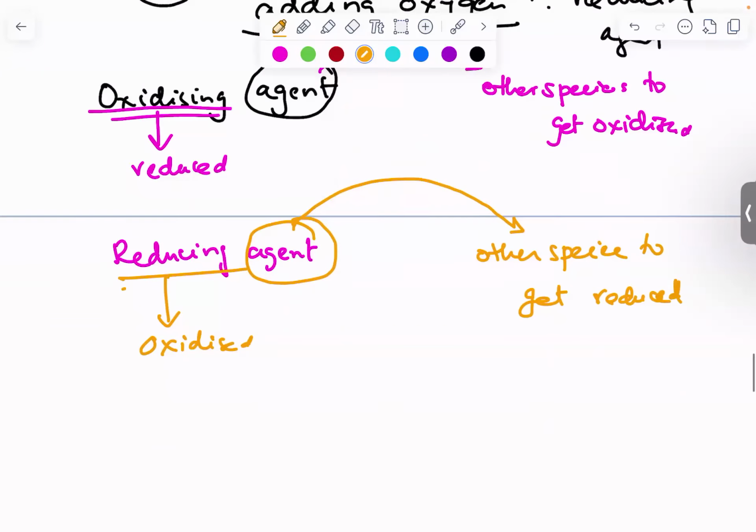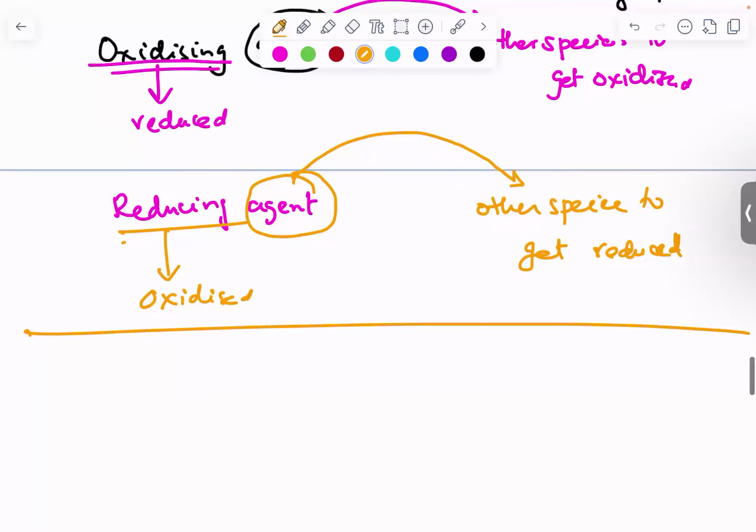All right. So now I'll give you one small question for the homework. That is K2Cr2O7 plus iron(II) chloride changes into Fe3+ and Cr3+. So you need to identify the oxidation, reduction, oxidizing agent, and reducing agent. Don't check it from your book.